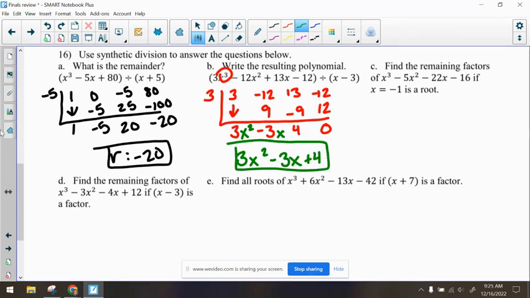Problem C says to find the remaining factors of the following polynomial if x equals -1 is a root. So we're going to jump right into our division. Across the top, I'm going to have a 1, a -5, a -22, and a -16. Again, no missing pieces there. This time, they give me x equals -1. They give me a root, which I don't flip. Roots stay the same. So I bring down the 1, switch back and forth. They're telling me that this is a root, so I should be getting 0 as the remainder.